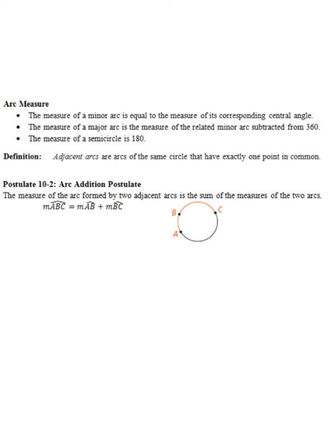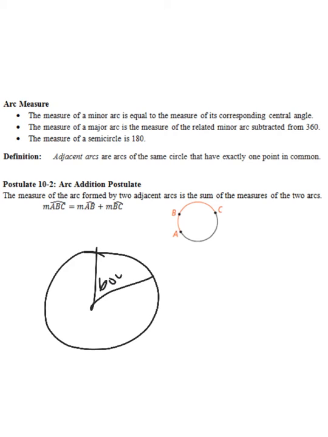To find the measure of a minor arc, that's going to be equal to the measure of its corresponding central angle. So if I have my circle here and I've got an angle inside of here of 60 degrees, and I want to find the measure of this minor arc, it's also going to be 60 degrees. So these two are going to be the same number.